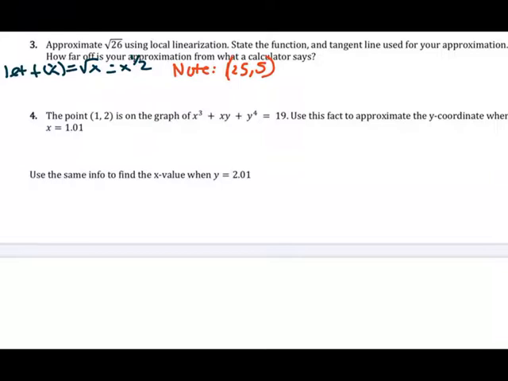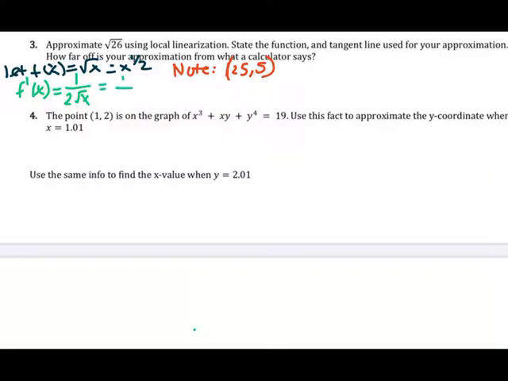So what we need to do in order to use local linearization is find our derivative. That's going to give us f prime of x. If I differentiate the square root of x, I'm going to get 1/2 x to the negative 1/2 power, or 1 over 2 root x.